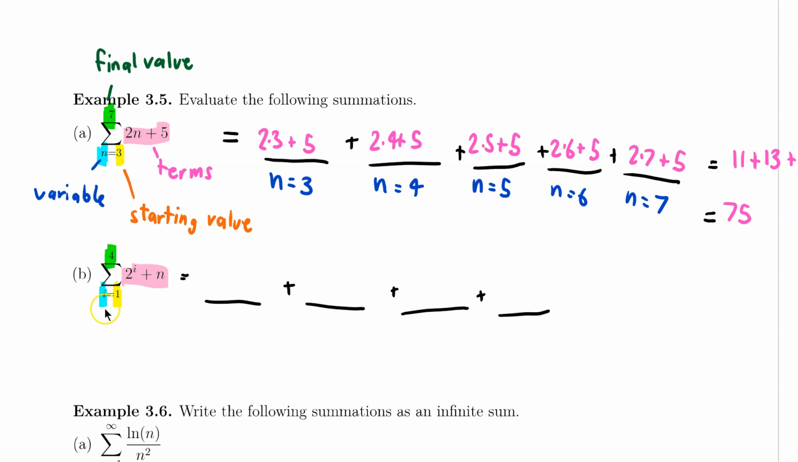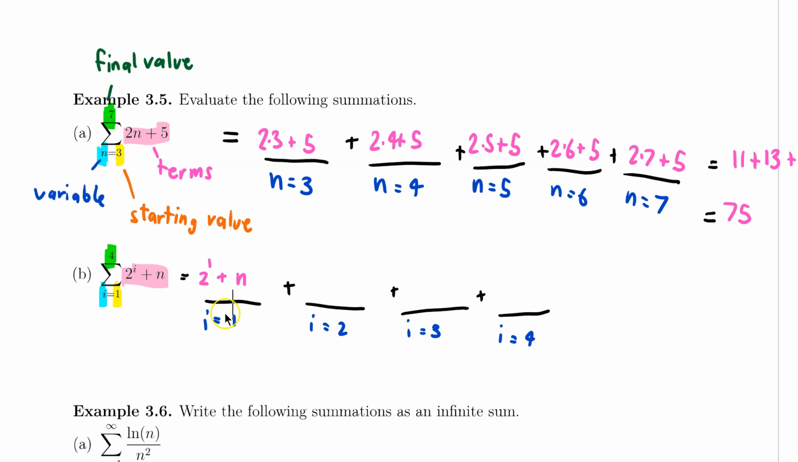Because my i is a variable, the terms that we're going to add up are going to start from i equal to 1. So my i is going to start being 1, and then 2, and then 3, and my final value is going to be 4 here. So what is the value that we are going to add up here then? The value that we're going to add up is going to be 2 to the i plus n. So when i equals 1, the term that I'm going to add up is now going to be 2 to the 1 plus n.